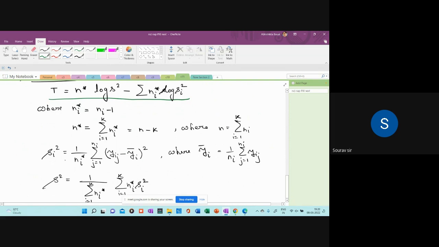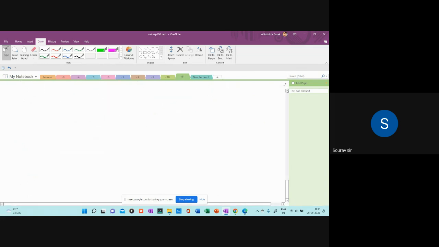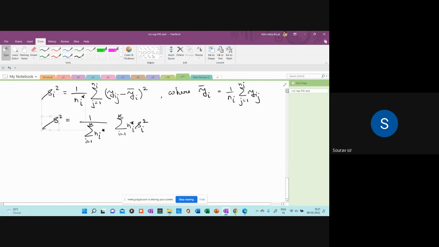So Si square is the variance of each particular array, that is, each column of the data set. It is defined as Si square equals 1 by Ni times the summation over j of (Yij minus Yi bar) whole square, where Yi bar is the mean of each column. Finally, S square is the overall variance, which is 1 by the summation of Ni times the summation over i of Ni times Si square, which is nothing but the average of all the sub-variances.